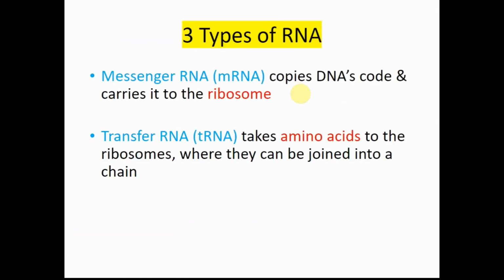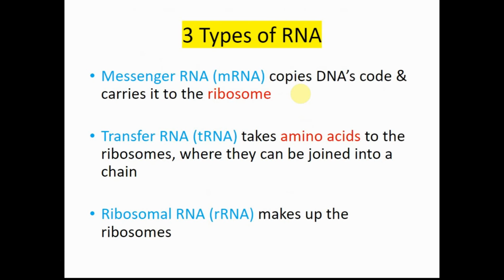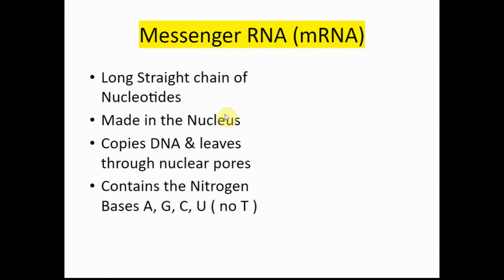We've got 3 types of RNA used in protein synthesis. Messenger RNA or mRNA copies DNA's code and will take it out to the ribosome. tRNA or transfer RNA is going to bring the amino acids, or building blocks for making a protein, out to the ribosomes so we can join them in a chain to make a particular protein. And then ribosomal RNA or rRNA is a component of ribosomes. Ribosomes are unique organelles because they're not made out of membrane like most other organelles. Instead, they're just made of rRNA and proteins.